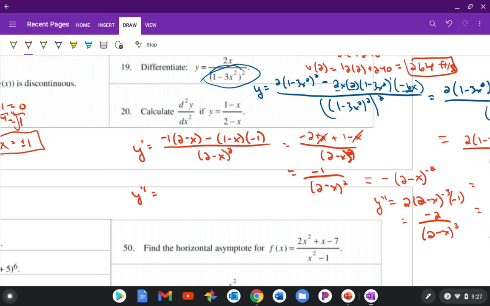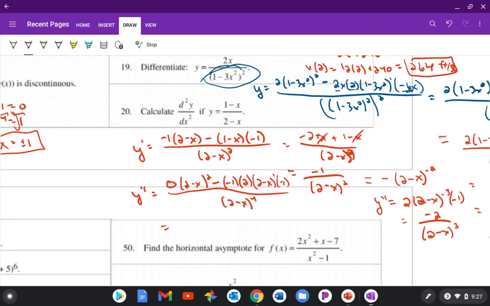The other way would be to use the quotient rule, which would be the derivative of the top, which is just 0 times 2 minus x quantity squared, minus the original top, negative 1, times derivative of the bottom, which would be 2 times 2 minus x to the first power times negative 1, all over 2 minus x to the 4th. So we got to square it.